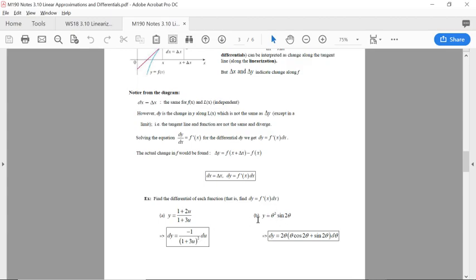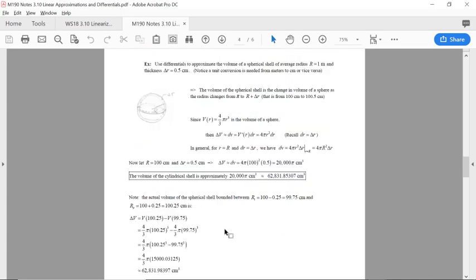Similarly over here, we want to find dy with respect to theta. So dy d theta is equal to the derivative of this function with respect to theta. So we use the product rule there. Then dy is equal to the derivative of this times d theta. And that's finding a differential.